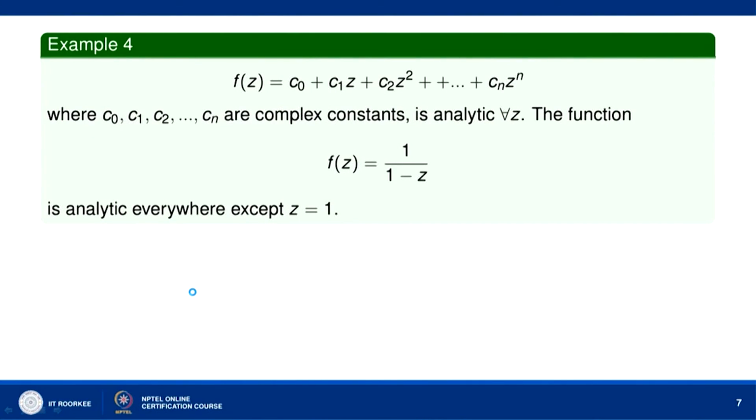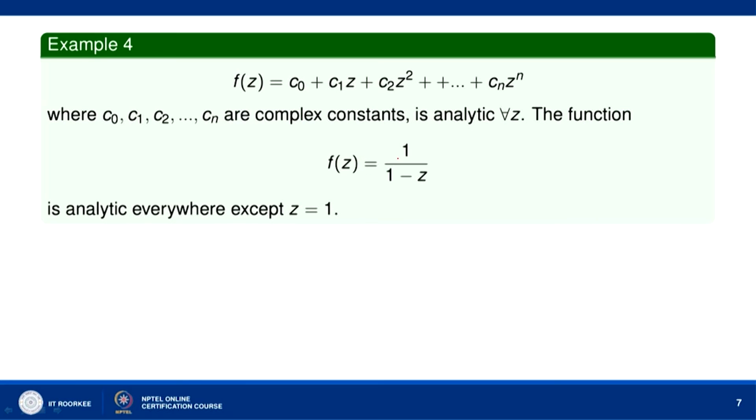Let us say, for example, f(z) equal to c naught plus c 1 z plus c 2 z square and so on, c n z to the power n, where c naught, c 1, c 2, c n are complex constants. This is a polynomial in z, and so it is analytic for all z. It is differentiable for all z, and therefore, it is analytic for all z.